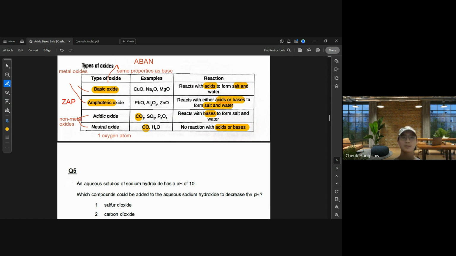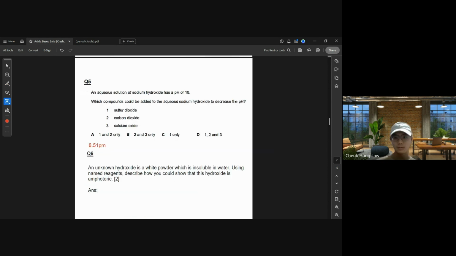Let me go through again. Amphoteric oxides are ZEP: zinc, aluminium, and lead. They react with both acids and bases. Basic oxides react with acids only. Acidic oxides react with bases. And neutral oxides react with nothing, neither acids nor bases. I'll now go through the questions.